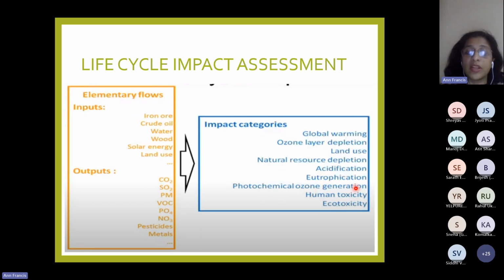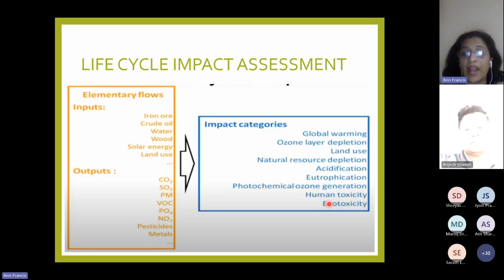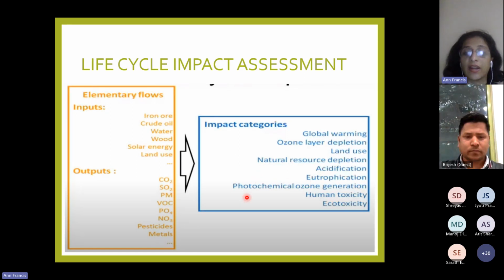Then photochemical ozone generation, people from Delhi would understand, that the smog that comes up, what is the impact because of certain products on that. Then human toxicity is something that talks about the carcinogenic impact because of production of certain products. A lot of carcinogens are also emitted in the process of manufacturing of materials. So those carcinogenic materials are then combined using various methods, and the impact categories of human toxicity and ecotoxicity represent that toxicity because of these pollutants.